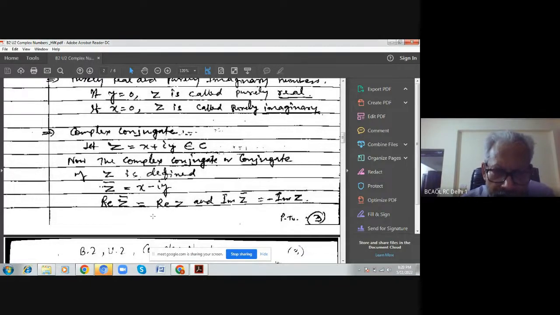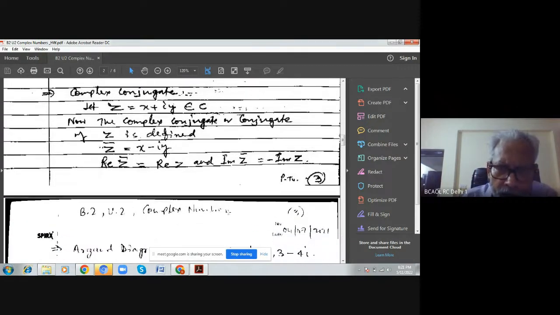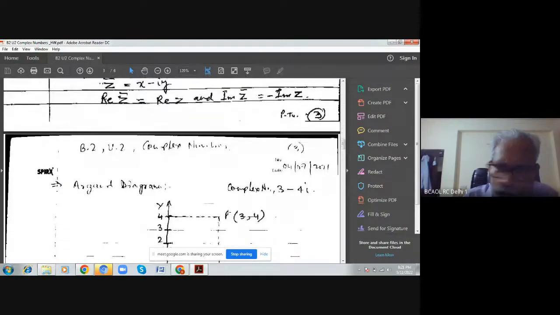Then its real part is z and the imaginary part is z bar. So if we multiply z and z bar, then you will get the complete result. Okay.